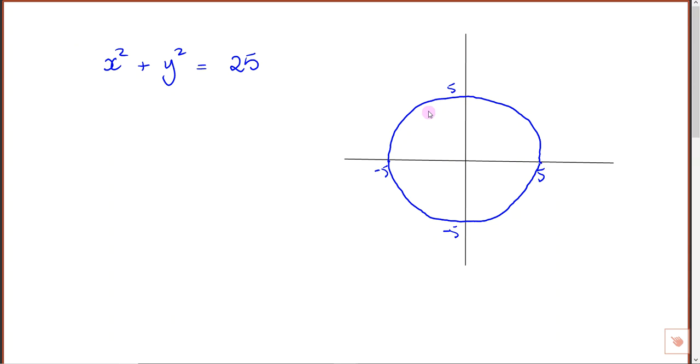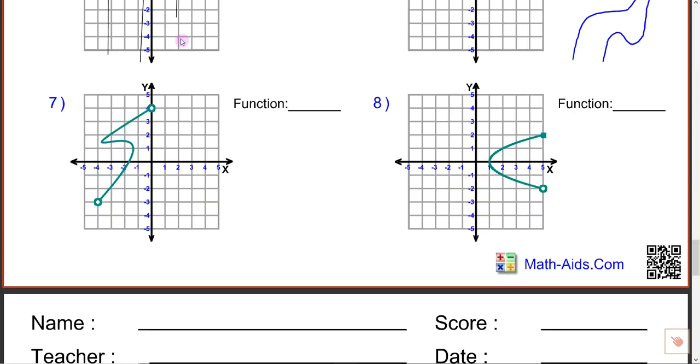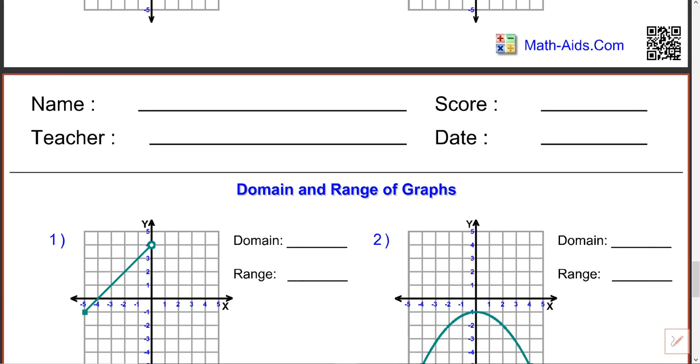That is the equation of a circle. X squared plus y squared equals the radius squared. Right? But if you put it into a computer or a calculator, it will only give you the top half. Okay? Anyway, back to these sheets. Really then, that's kind of what we need to talk about, domain and range.